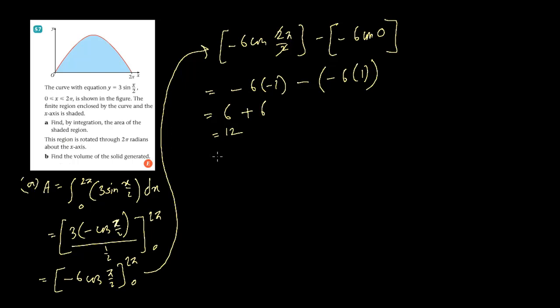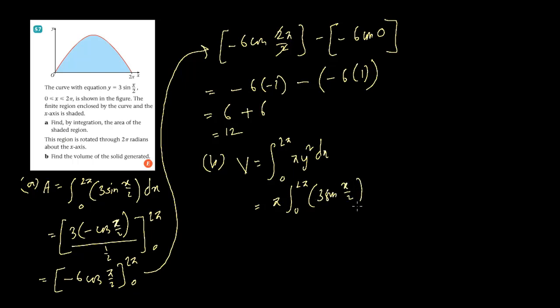In question number B, we have to find the volume generated by the solid in case this is rotated on the x-axis. Remember, volume is solid space and this needs to be rotated for making it a solid space. So volume equals the integral from 0 to 2 pi of pi y square dx. So if I bring the pi outside, 0 to 2 pi, y is going to be 3 sine of x by 2 whole square dx.